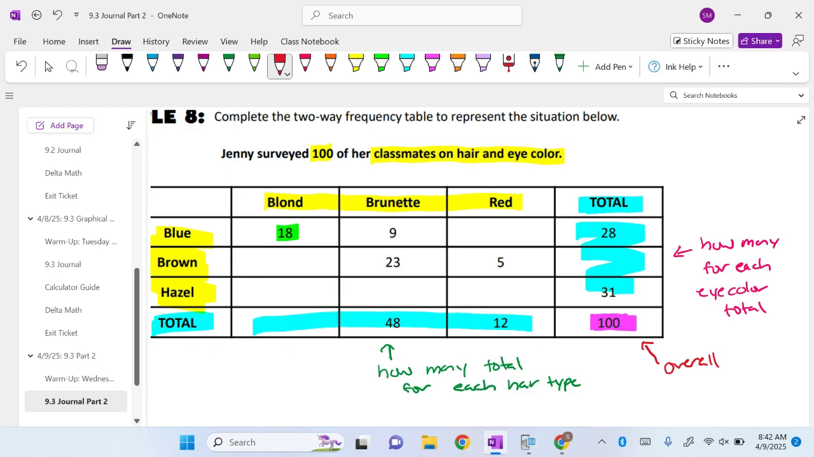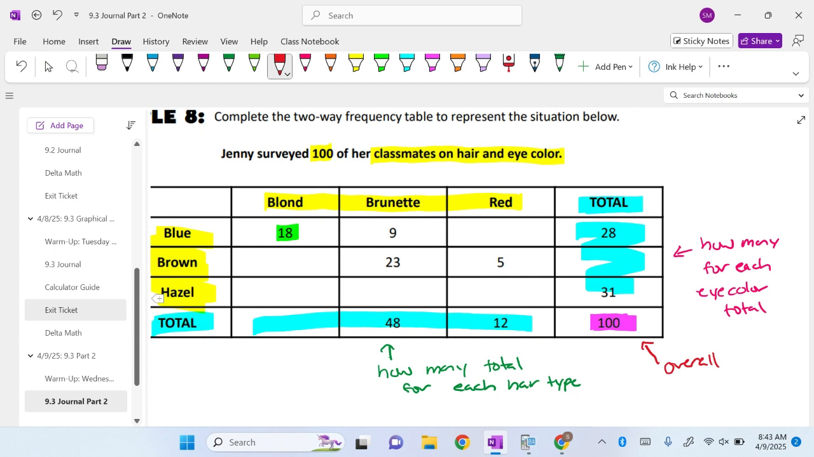Now, the columns inside, so right here, these little columns right here that are not highlighted, these should all add up to their respective totals: each column should add to their respective blue, and each row should add to their respective blue. All right. So if we were to fill in the frequency table, let's start with the blue eyes. So there should be 28 people total that have blue eyes.